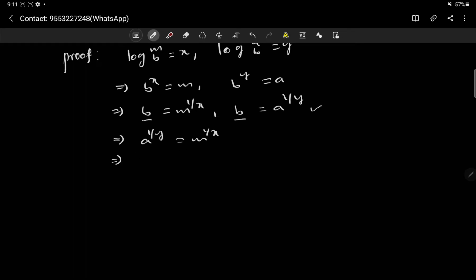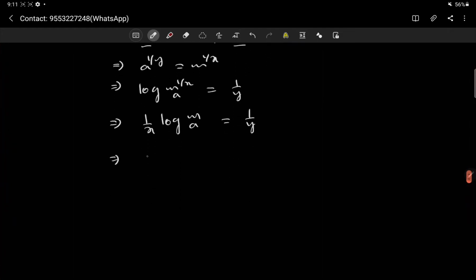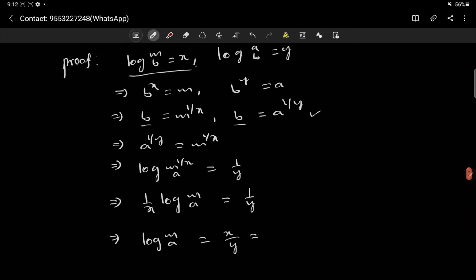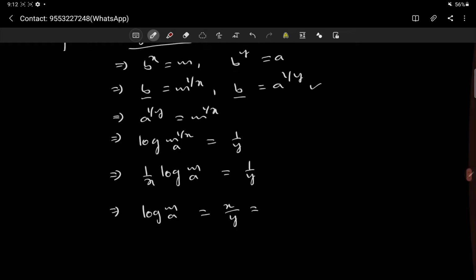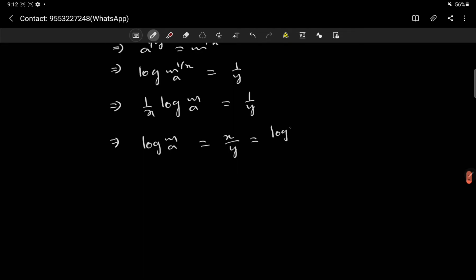Now you see here, taking log, what can you have? Log m power 1 by x base a, that becomes 1 by y. From here, 1 by x into log m base a is equal to 1 by y. From this, we have log m base a is equal to x by y. So what is x? Initially we considered x as log m base b, y as log a base b. So log m base b divided by log a base b, that we'll have.